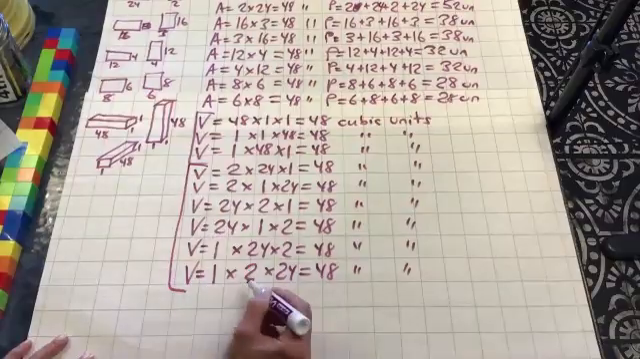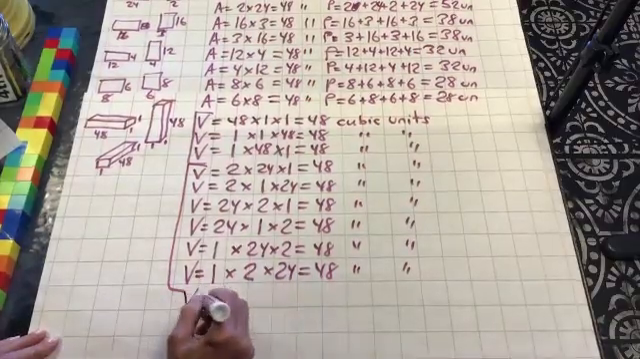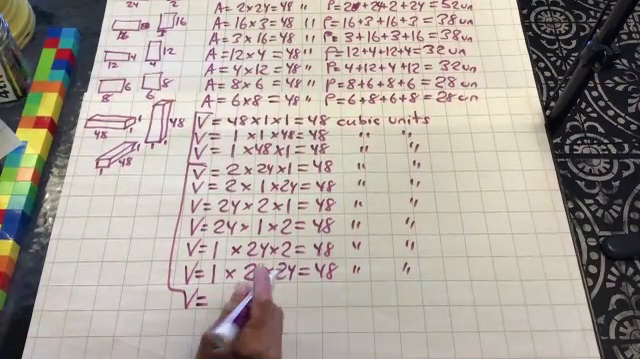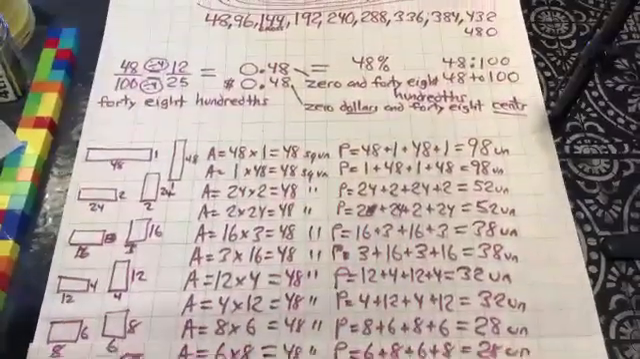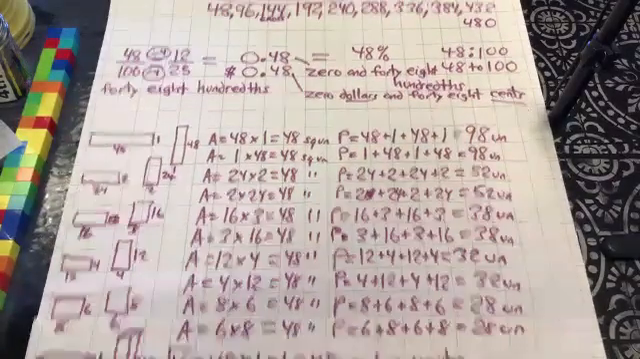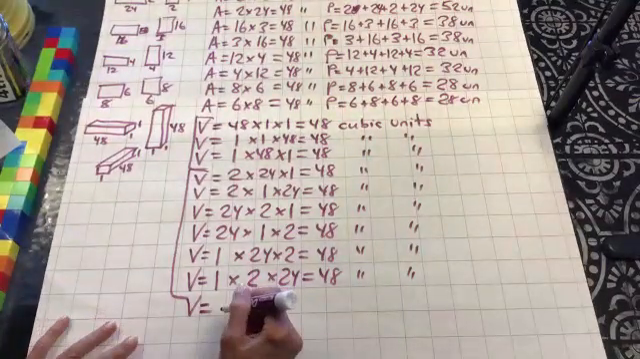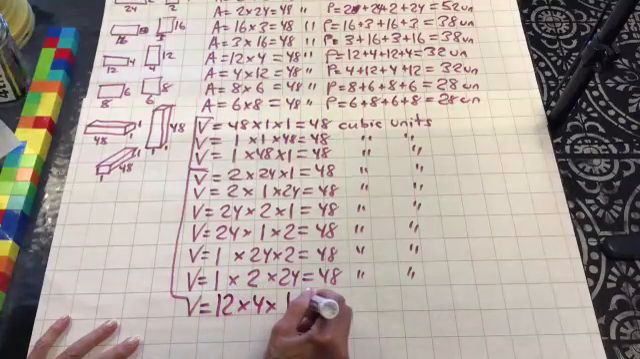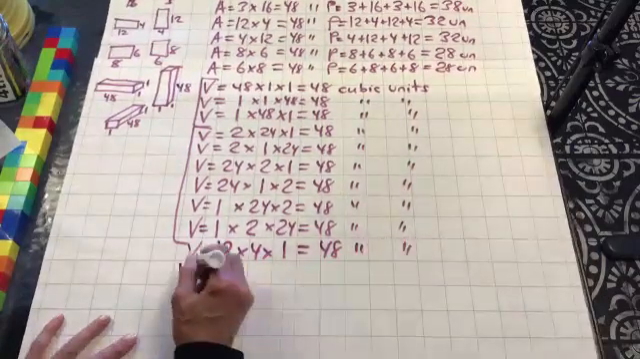Now we're going to go to 4s. So 4 times, what was it, 20? Let's see, we did 2 times 24. Now we're going to do 4 times 12. I should have known that one. See, I'm just going to look at the top of my paper to find out what I'm doing. 12 times 4 times 1 equals 48 cubic units.